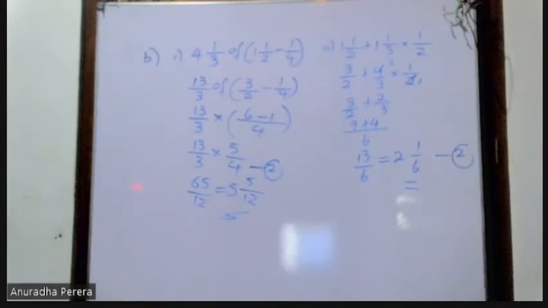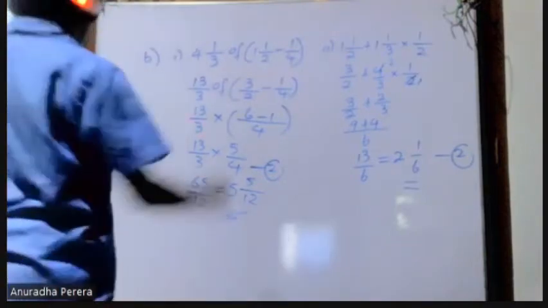Third question: counting numbers from 1 to 8 is the universal set. P is prime numbers from 1 to 8. Q is odd numbers from 1 to 8. First question, list the elements of each of the sets.